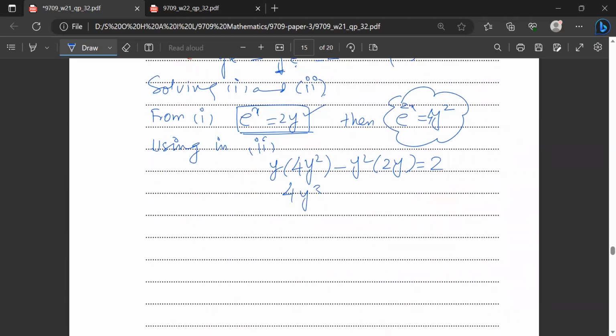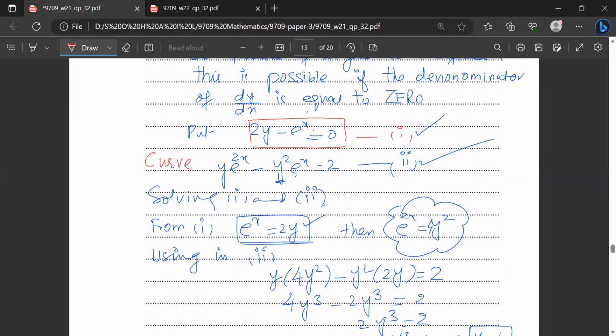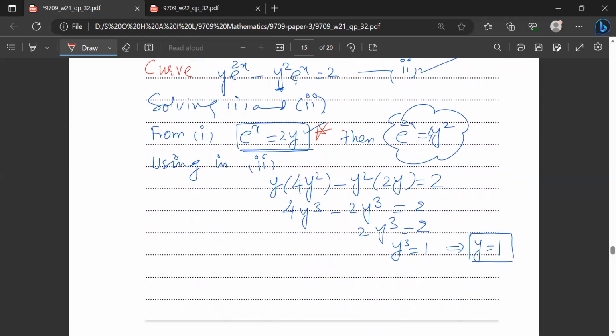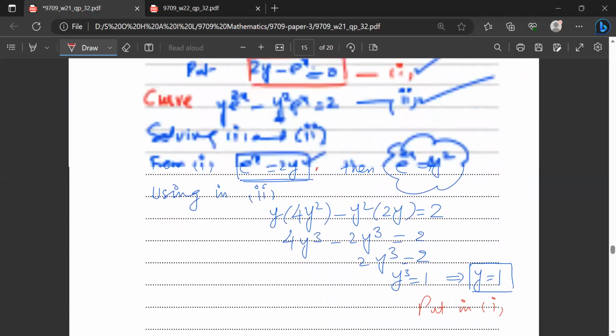So 4y cube minus 2y cube is equals to 2. 2y cube is equals to 2. So y cube equals to 1, and this implies y equals to 1. So this is the y coordinate of that point. And if you have the y coordinate, you can use this y in the equation, say here, in 1. Put this value in 1.